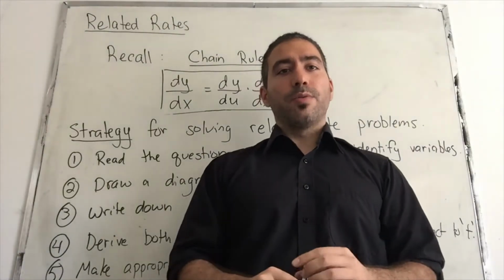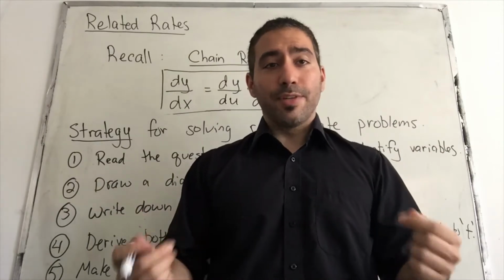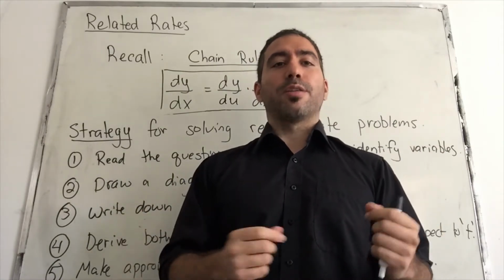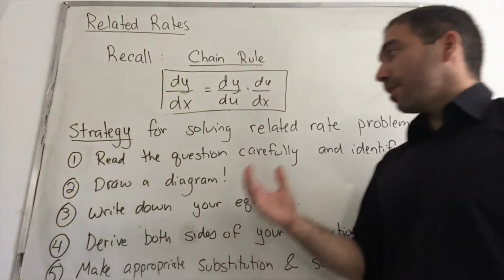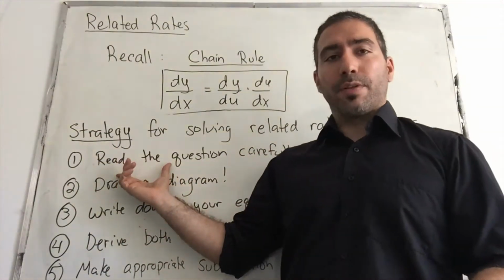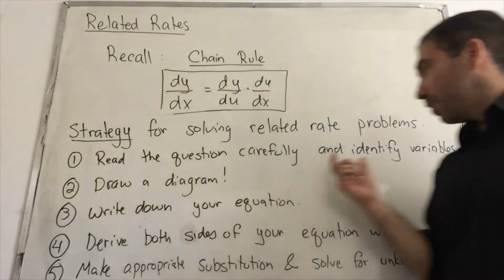So the issue with related rate problems is that there's no real structure that you could follow to solve the problem. Every scenario is different, so you'll have to make sure you understand the problem when you're attempting it. So a strategy that we could follow is, first off, read the question carefully. It's super important you read the question carefully and identify your variables.